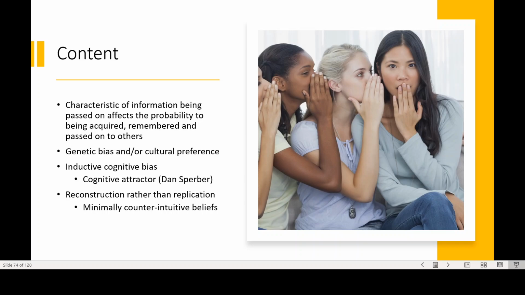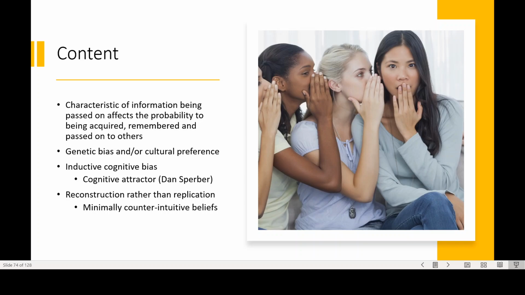So we have these kind of memory limits of about 5 plus or minus 2 pieces of information, or 7 plus or minus 2 pieces of information. There are all these discussions of actually how much memory we have available for storing information. So this would be an example of genetic bias.